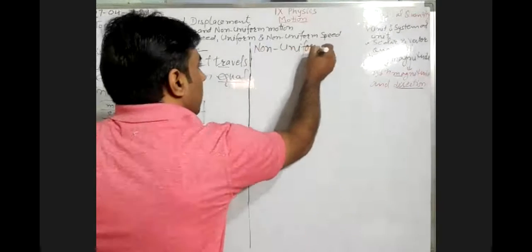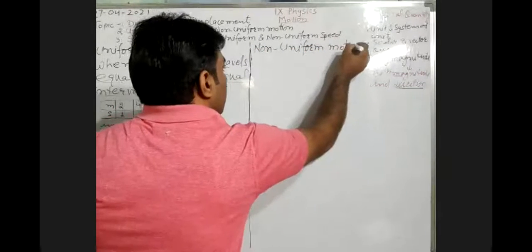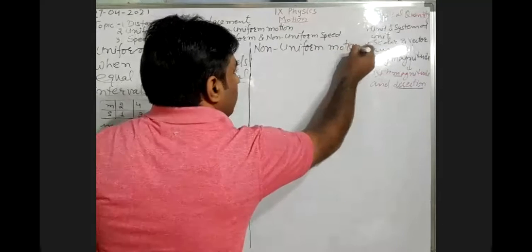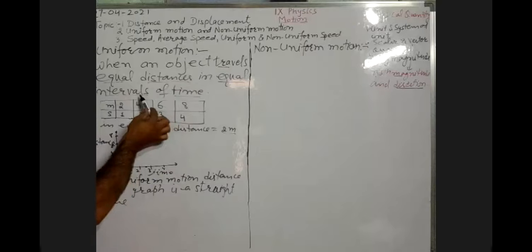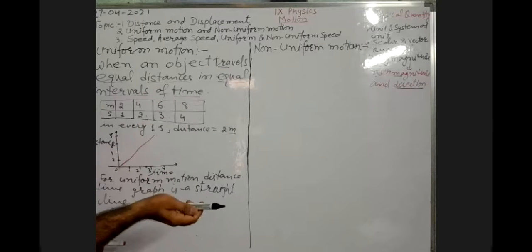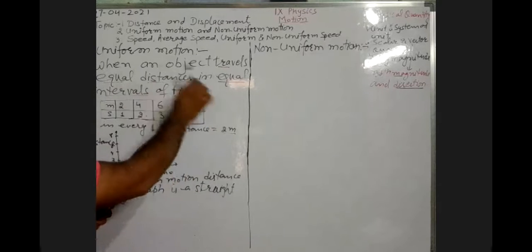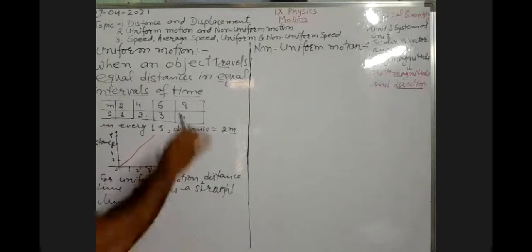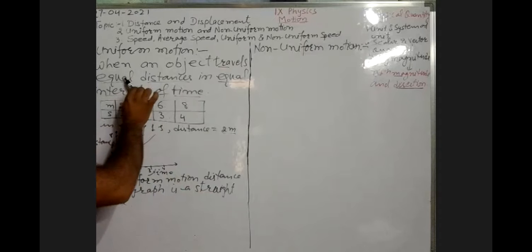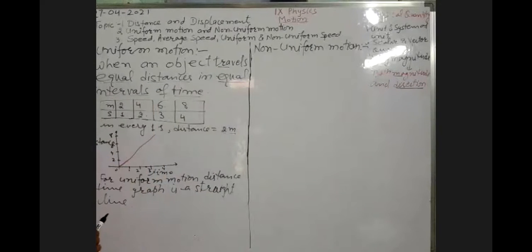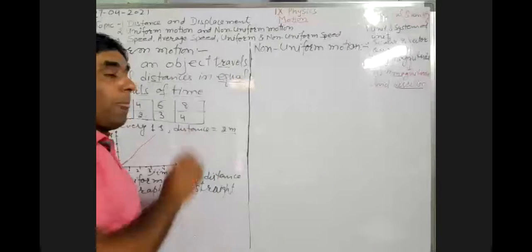Non-uniform motion. So what kind of motion is non-uniform motion? When an object travels unequal distances in equal intervals of time, or equal distances in unequal time intervals, or we can say unequal distances in unequal intervals of time. So distance can be unequal and time can be equal, distance can be equal and time interval can be unequal, or both can be unequal. That type of motion is known as non-uniform motion.